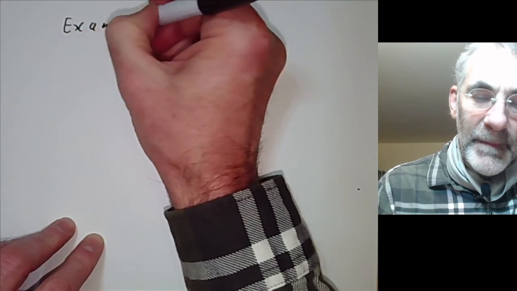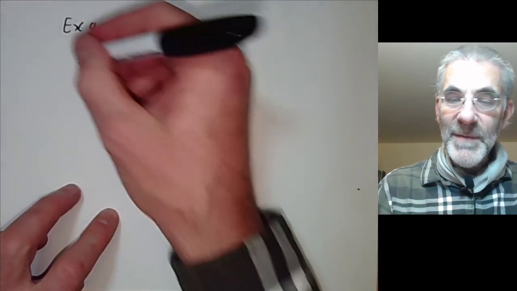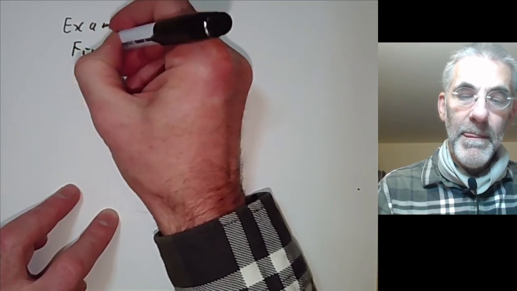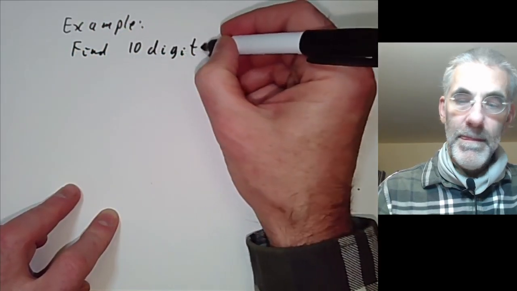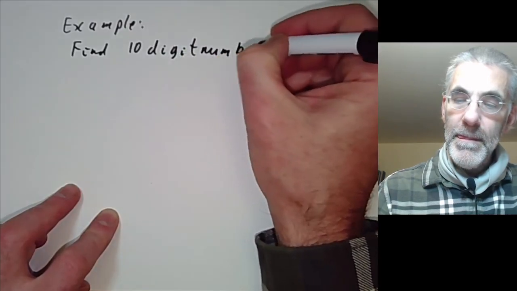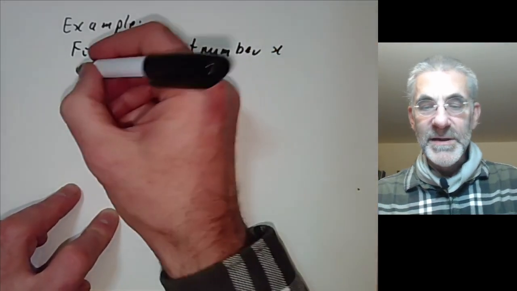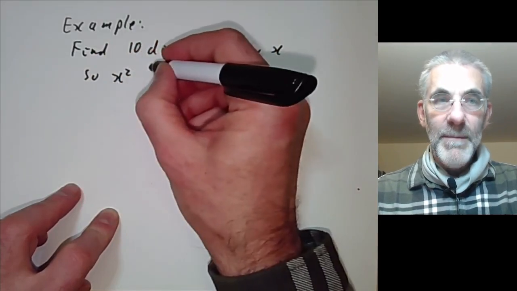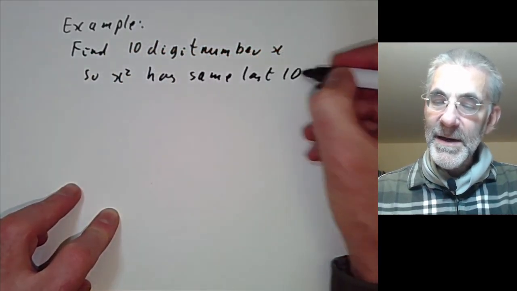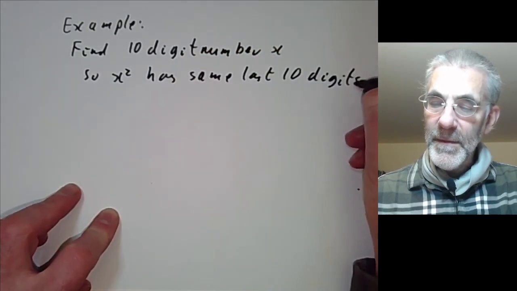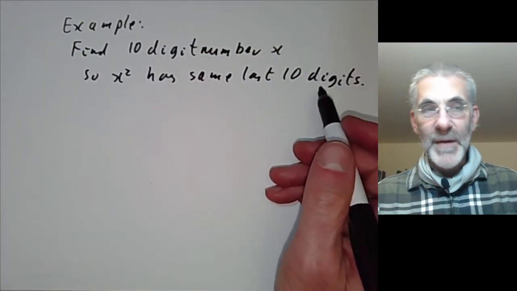Another similar example. Let's have the following recreational mathematics problem. Find a 10-digit number x, so that x squared has the same last 10 digits. Here we're working to base 10.